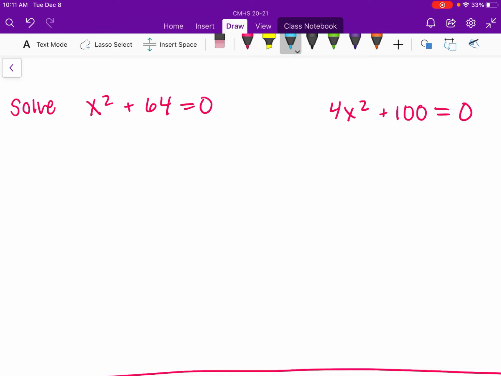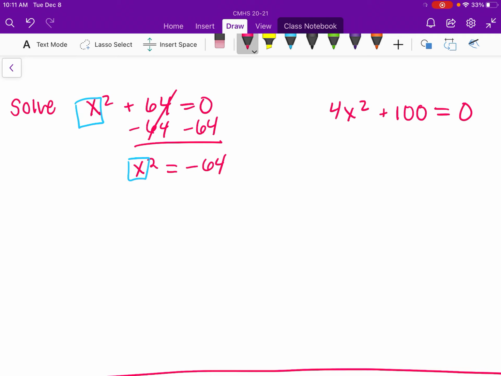Let's start with the first one. Get the x all alone. Here it is. We want it to be all by itself. So take the 64 over. It's positive, so we subtract it. x squared equals negative 64. Okay, we have one more step, because x still isn't by itself. It has the squared with it. So the opposite of a square is a square root. Take the square root of the left, take the square root of the right. Those will cancel. And we have x equals the square root of negative 64.